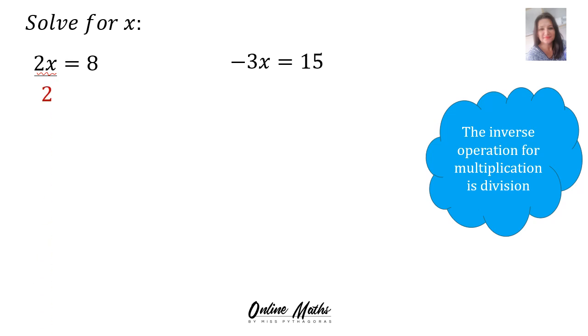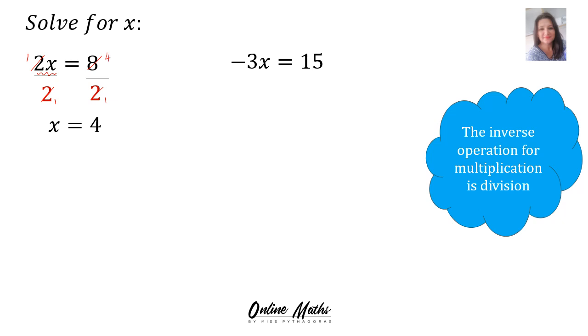But again, this is an equation and I have to balance my equation. So what I do on the left, I do on the right. So on the right hand side, I also have to divide by 2. And now I can say 2 goes in itself once, 2 goes in itself once, and on the left I'm left with x. And on the right, 2 goes into 8 4 times. x is equal to 4.